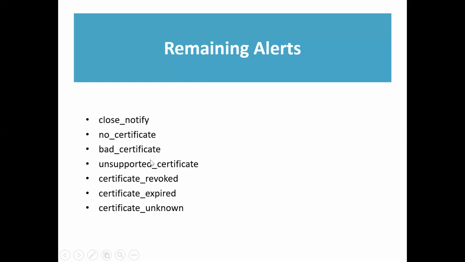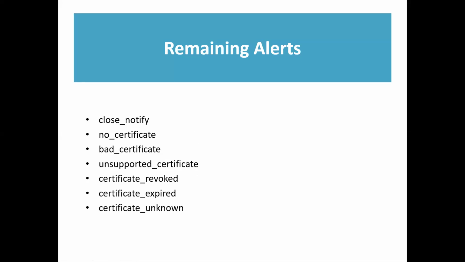Next one is unsupported certificate. The type of the received certificate is not supported. Whatever certificate is received by the receiver, if that certificate is not in a supported format, at that time the unsupported certificate alert message will come. The receiver that receives a certificate not in a supported format is going to send, through the alert protocol, the message unsupported certificate.